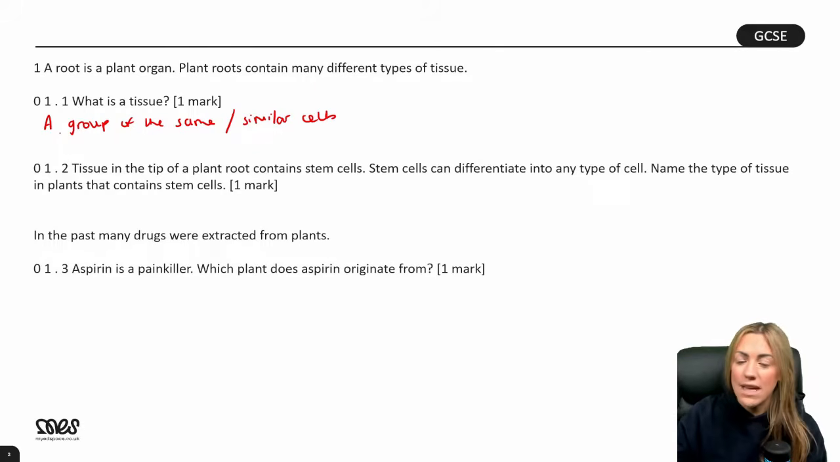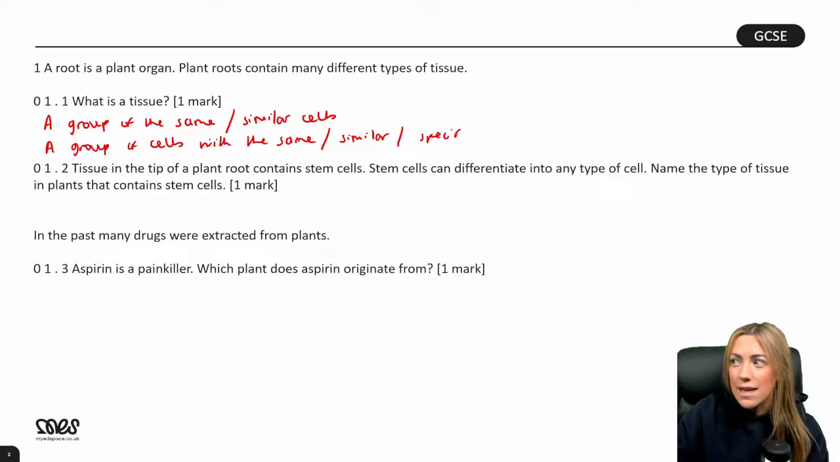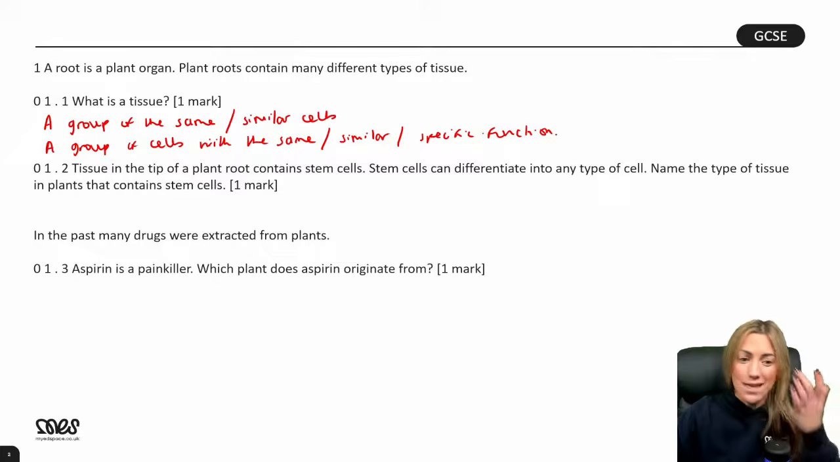Or as an alternative definition, if you don't convey the idea that they are the same or similar cells, you could get the mark for saying a group of cells with the same or similar or with a specific function. I tend to just say both. I say a group of similar cells with a specific function, and then you're going to guarantee yourself the 1 mark.